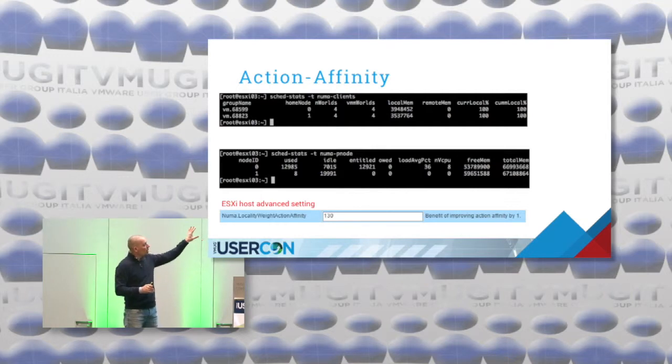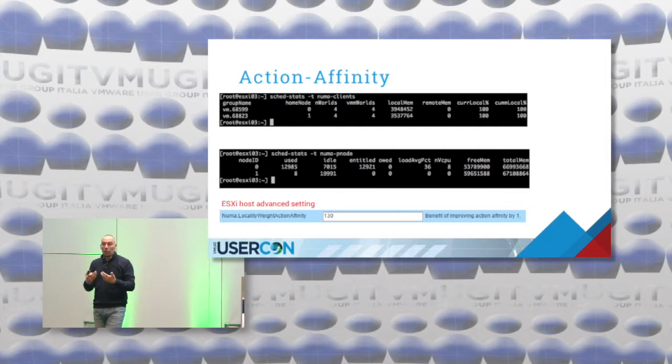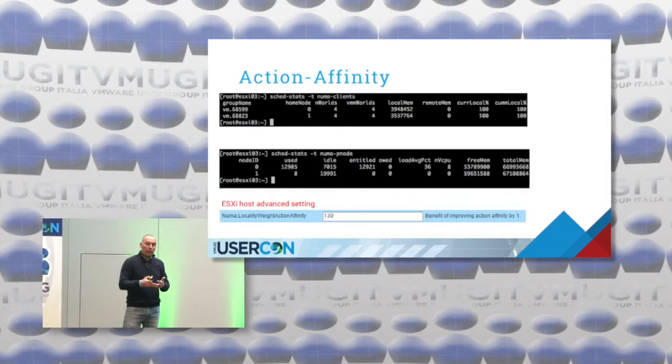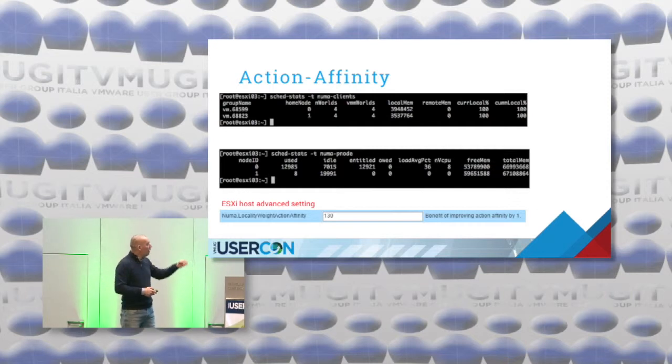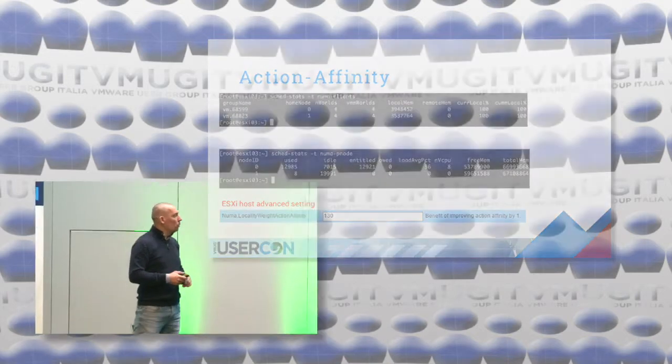So please be careful when you see this. You think, hey, it's not working. Typically, this is because two VMs are communicating with each other on a very regular basis. Now, if you don't want that, and if you say, I'm smarter than the CPU scheduler, we have an advanced setting. And this is called NUMA locality weight action affinity. It's by default set to 130. Don't ask me why it's 130. But if you want to disable it, set it to 0. You basically disable that advanced intelligence, right?